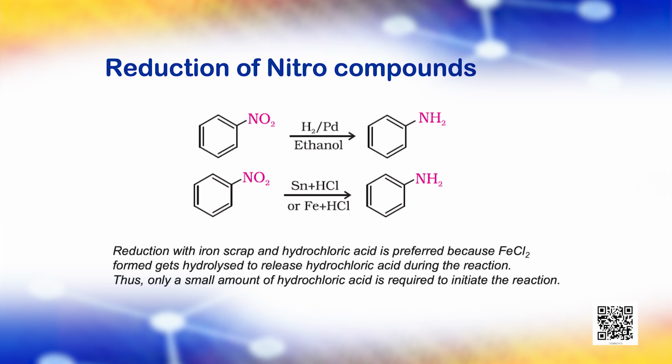Reduction with iron scrap and hydrochloric acid is preferred because FeCl2 formed gets hydrolyzed to release hydrochloric acid during the reaction. Thus, only a small amount of hydrochloric acid is required to initiate the reaction.